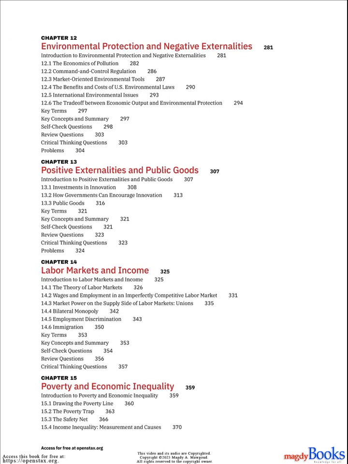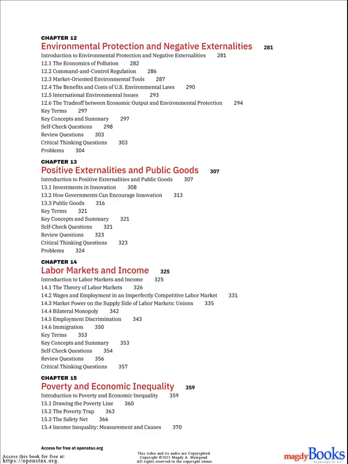Chapter 12, Environmental Protection and Negative Externalities. Introduction to Environmental Protection and Negative Externalities. 12.1, The Economics of Pollution. 12.2, Command and Control Regulation. 12.3, Market-Oriented Environmental Tools. 12.4, The Benefits and Costs of U.S. Environmental Laws. 12.5, International Environmental Issues. 12.6, The Trade-off between Economic Output and Environmental Protection. Key terms, key concepts and summary, self-check questions, review questions, critical thinking questions, problems.